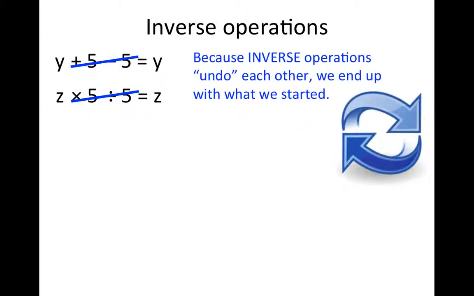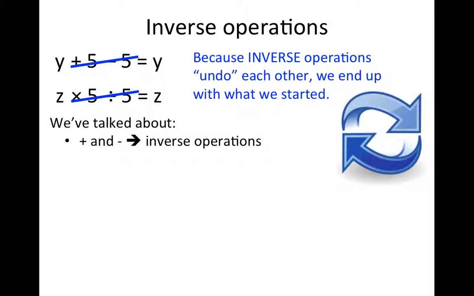Okay. So if we say y plus 5 minus 5, the whole thing is going to be equal to y, or z times 5 divided by 5 is equal to z. Because again, inverse operations undo each other. You end up where you started. So in the first equation I have y equals y. In the second equation I have z equals z.